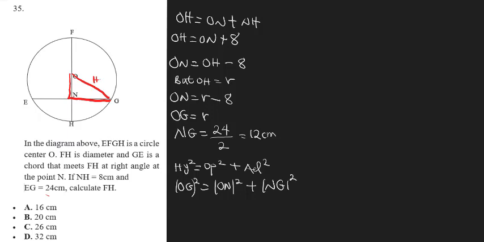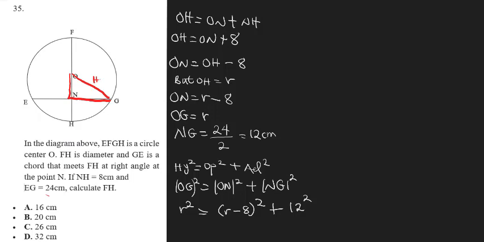So let's substitute it and see what is our OG. Our OG is set as this R from here. So we're going to put R square is equals to, what is our ON? Our ON, we've seen it as R minus 8 now. So we're going to say R minus 8 squared. Then we have plus. What is our NG? Our NG is now 12 centimeters. So square it, we would have 12 square.